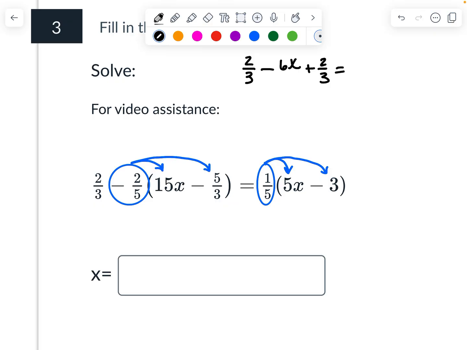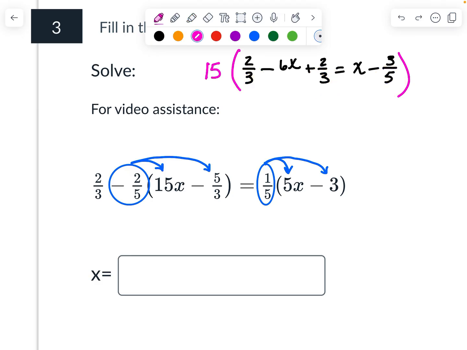We're not here to test your ability to work with fractions. You should have that ability already. If that's something you struggle with, use your tools. 1/5 times 3 is negative 3/5. So now I'm going to get rid of my fractions by multiplying by 15. And I pick 15 because the numbers 3 and 5 have a least common multiple of 15.